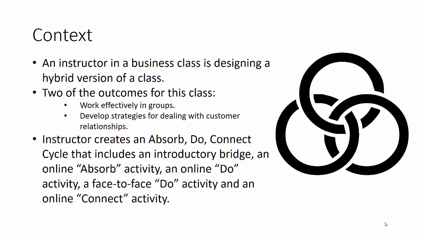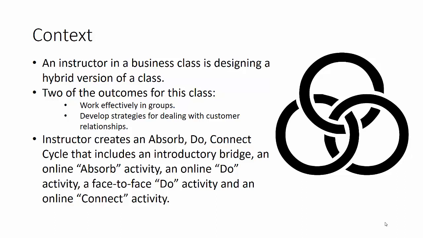Let me provide a little context for this imaginary model. Let's imagine we have an instructor for a business class who's been tasked with designing a 7-week hybrid version of the class. Starting with the concept of backwards design, by starting with the outcomes and then designing the learning for those outcomes, the instructor looks at this and he sees 2 outcomes that seem to have synergy. 1 is working effectively in groups, and 2 is developing strategies for dealing with customer relationships.